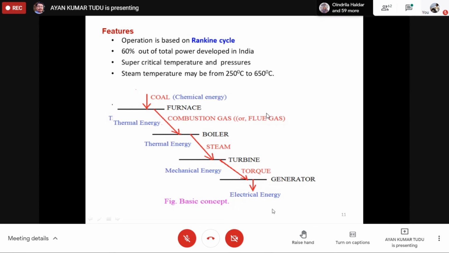to our electrical energy. Okay, this is the basic concept of energy flow diagram for our steam power plants. Okay, then what is happening actually?